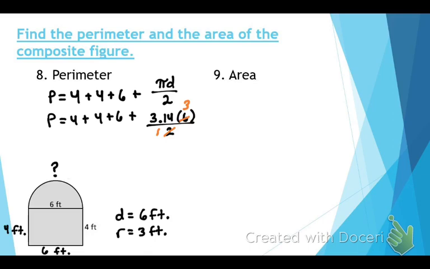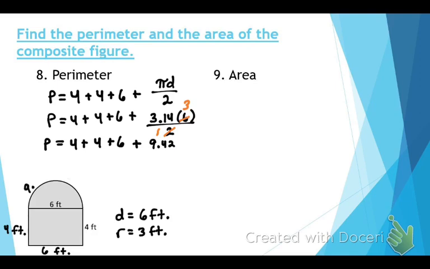Okay, how many of you did reduce it? How many of you did not? You'll notice you're going to get the same answer whether you reduce or not, so just stay with me. One side's a 4, one side's a 4, one side's a 6. And what is 3.14 times 3? 9.42. 9.42.